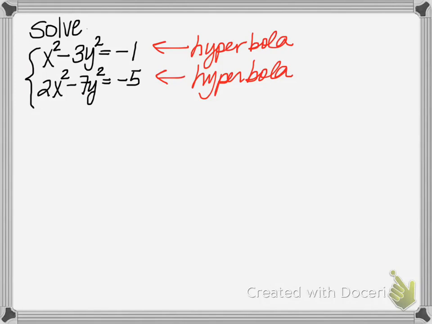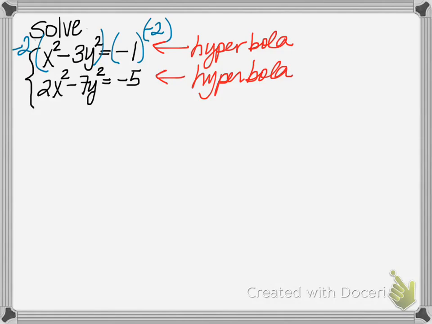This system is set up nicely for elimination because we have all the variables on one side and both the x values are squared and the y values are squared. So I'm going to work to eliminate the x squared terms. I'm going to multiply the left-hand side as well as the right-hand side of my top equation by negative 2, so that I will be able to eliminate the x squared terms.